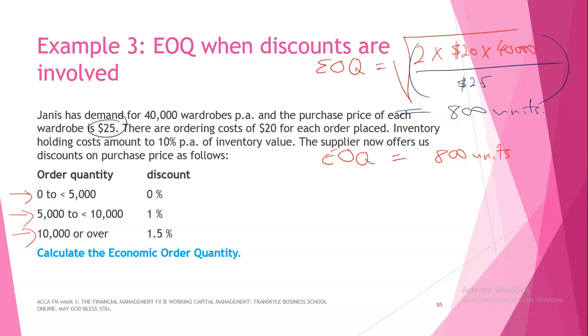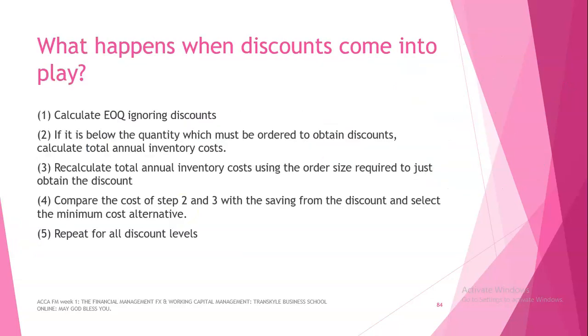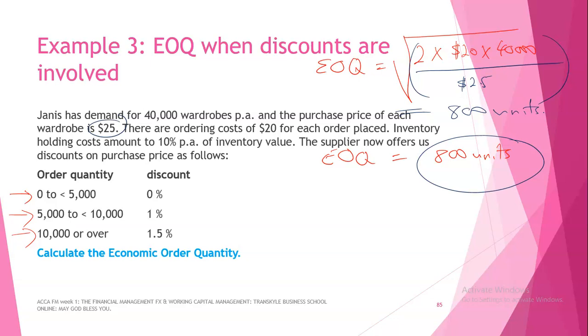Then we went on to determine, as you can see, this quantity, 800 units, is less than the amounts eligible for the discount. So we have completed this first step. We then have to go to the second step, where we need to compute the annual inventory cost. And we already did that. We know that the inventory costs were 2,000, if I'm not mistaken. Okay, they were 2,000.